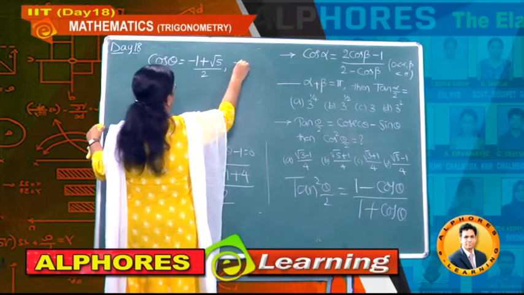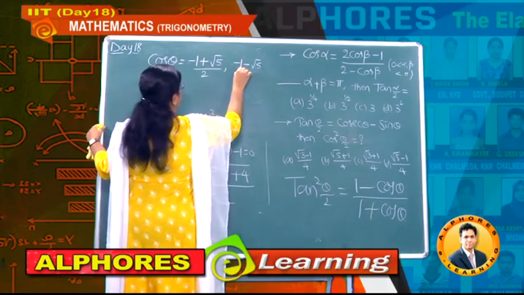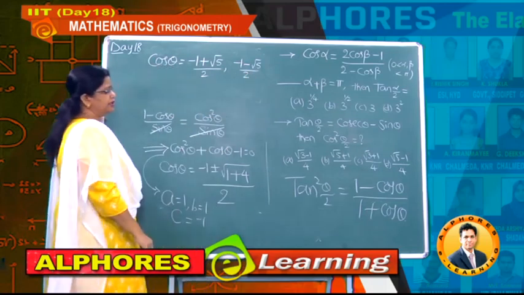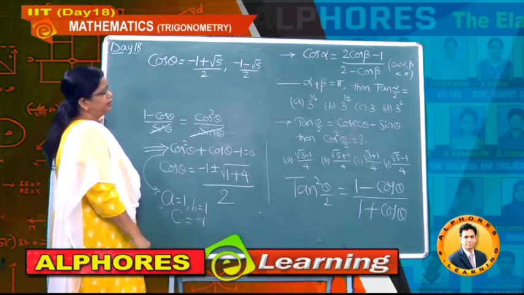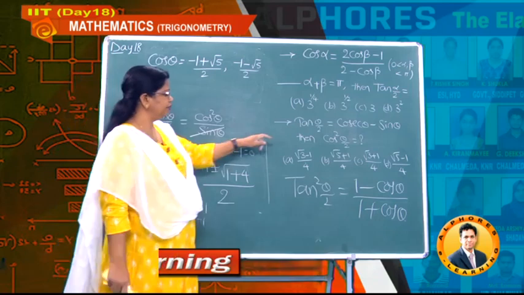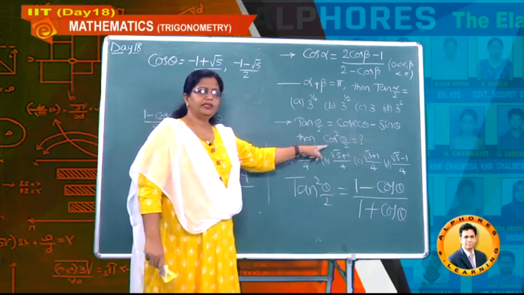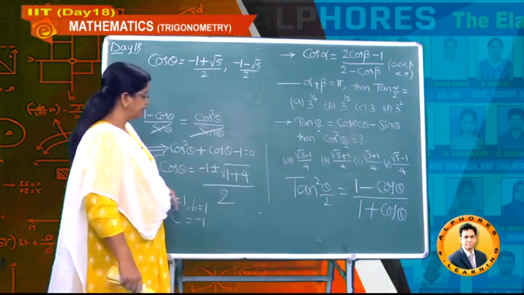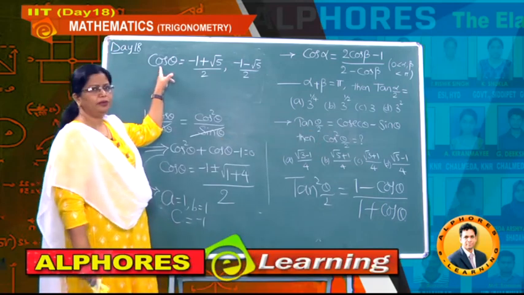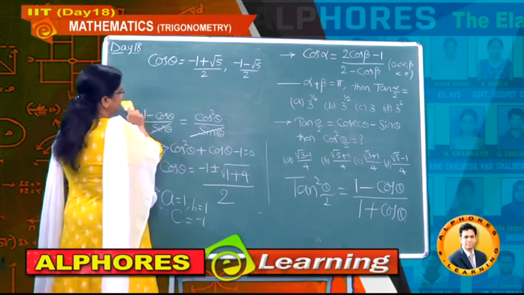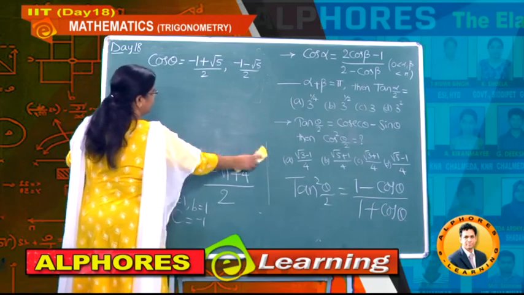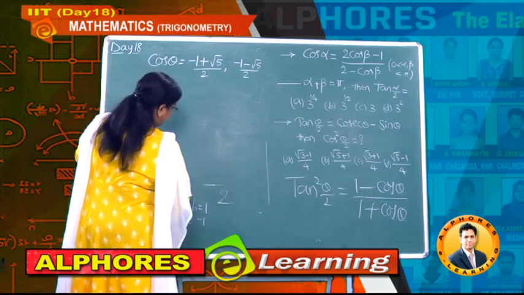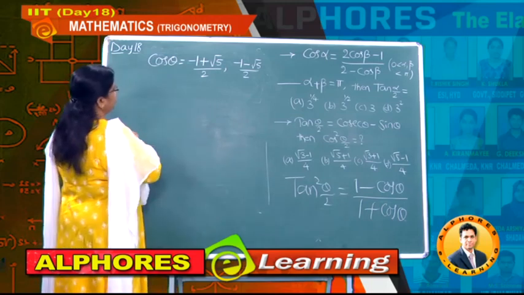Minus 1 minus root 5 divided by 2, okay? So this is the value you got. But in the question, what is your requirement? Cos square theta by 2. Understand? Till now you got only cos theta, but the requirement is cos square theta by 2. So how can you get cos square theta by 2?